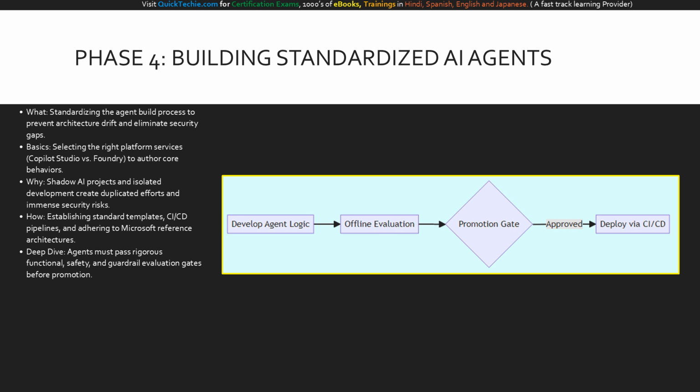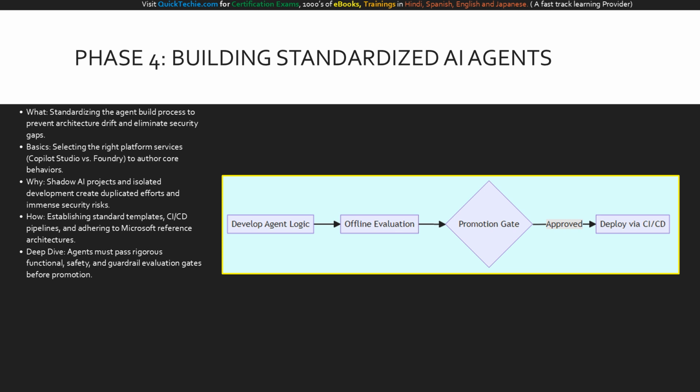Next, the flow hits a critical promotion gate. This represents the formal approval process, often involving security and compliance reviews required before an agent can be moved out of the development environment. Once approved, the agent proceeds to deploy via CI/CD, utilizing automated pipelines to ensure a consistent, error-free rollout. This visual underscores the importance of a rigorous, repeatable build process.